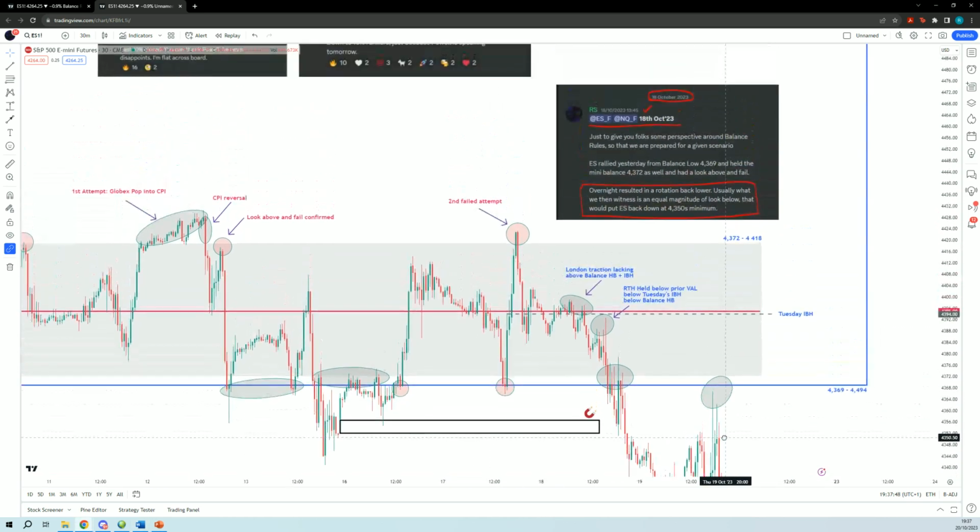Now, if you look at my post right here, 45 minutes before the open, I was very clear. Overnight resulted in a rotation back lower. Usually what we then witness is an equal magnitude of look below. That would put ES back down at 4350s minimum. The key word is minimum. So I'm not at all saying there isn't more. I'm just saying this is the bare minimum we can go down to, right?